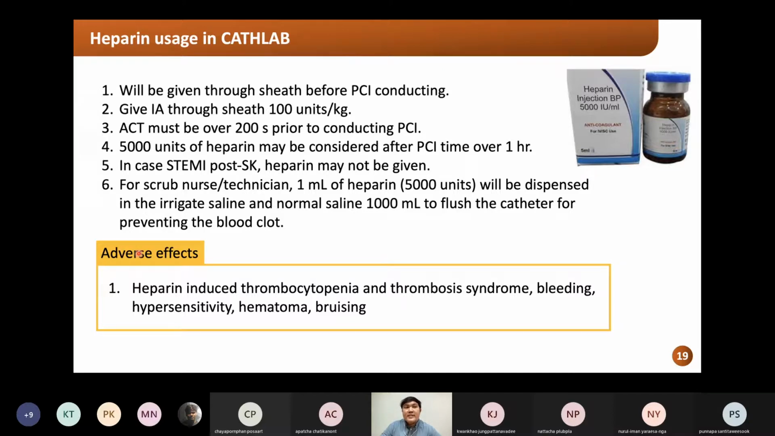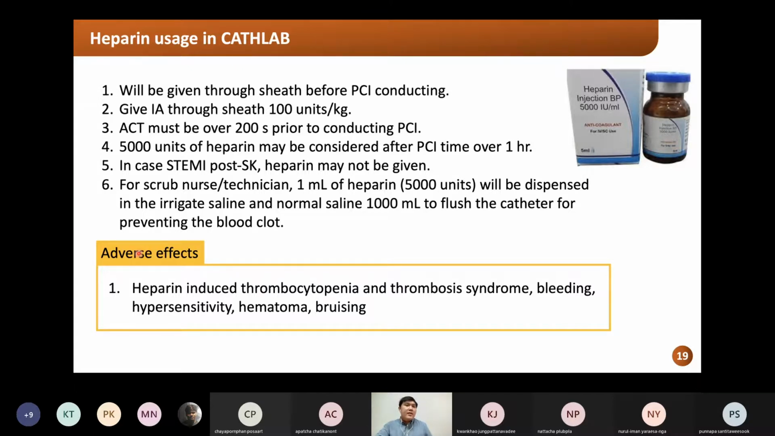And the ACT, or activated clotting time, must be over 200 seconds prior to conducting PCI. After you give the heparin, you have to collect the whole blood and test the activated clotting time. After you test it and see that the clotting time is over 200 seconds, you can proceed with the procedure further.